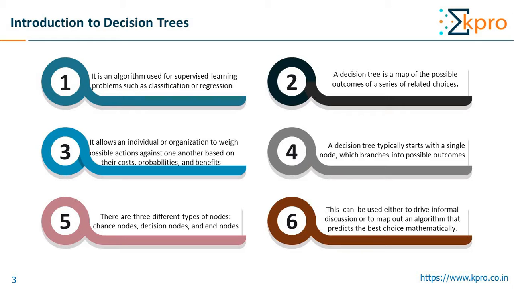There are basically three different types of node in a decision tree. The first one is chance node, the second one is decision node, and the third one is end node. Chance node shows the probability of occurrence of a particular result. Decision node shows the decision to be made, and end node shows the final outcome. Decision tree can be used to derive informal discussion and can also be used to choose the best algorithm which will predict the best possible outcome.